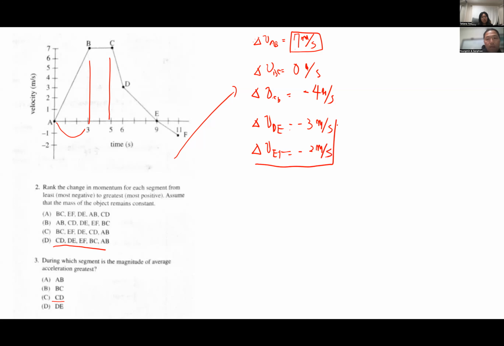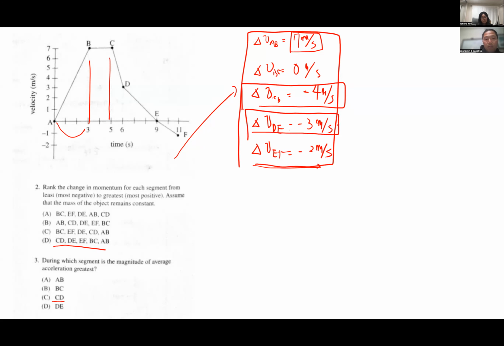So if you rank the variation of velocity in the time segments, CD is the smallest, and DE next, and then EF, is it right? EF, and then BC is the next one, and then AB is the biggest change of velocity. And during which segment is the magnitude of average acceleration greatest?